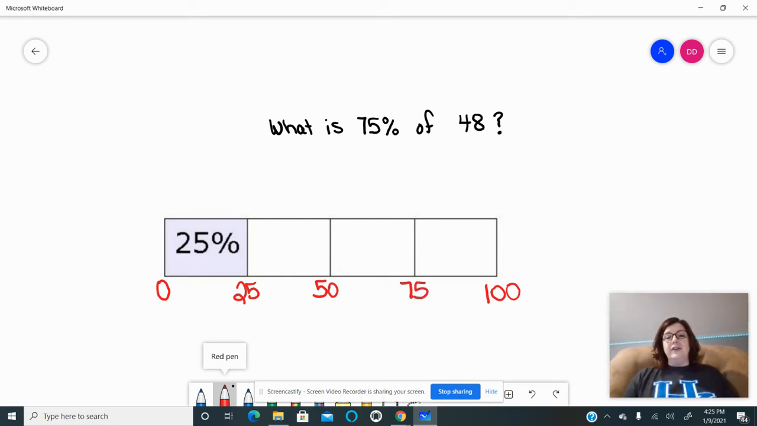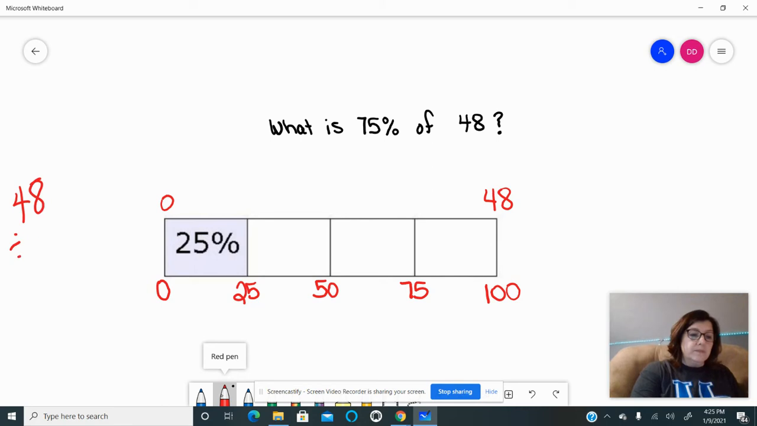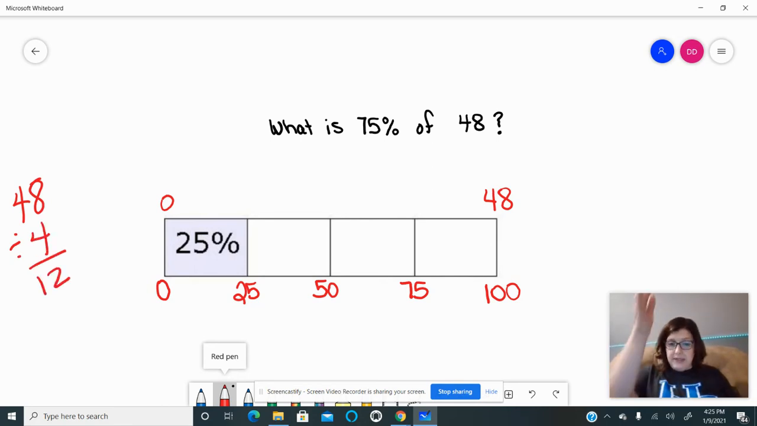Okay, it says 75% of 48. So across the top is where you put the numbers, and your whole is 48, so it goes in the top right. And just like 100% has been broken into four parts, we're also going to break 48 into four parts. 48 divided by 4, since there are four sections, is 12. So each one of these benchmarks represents 12.